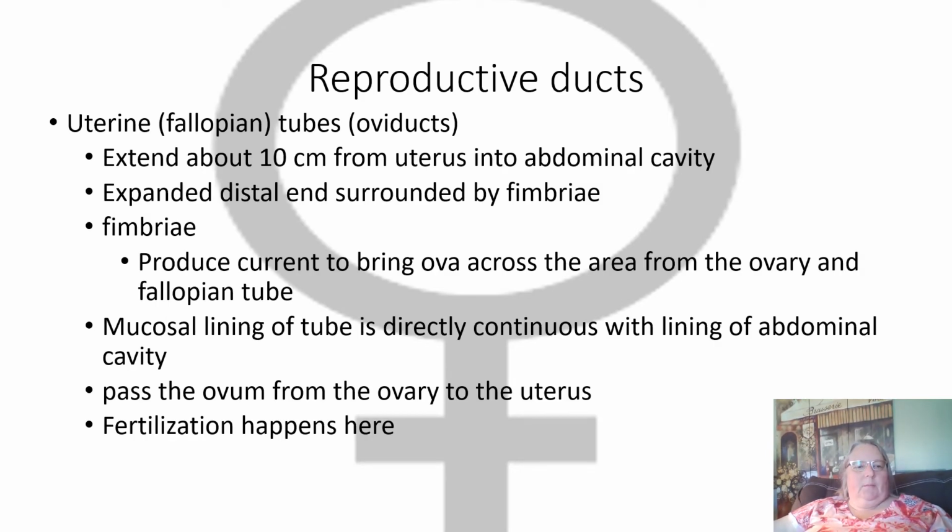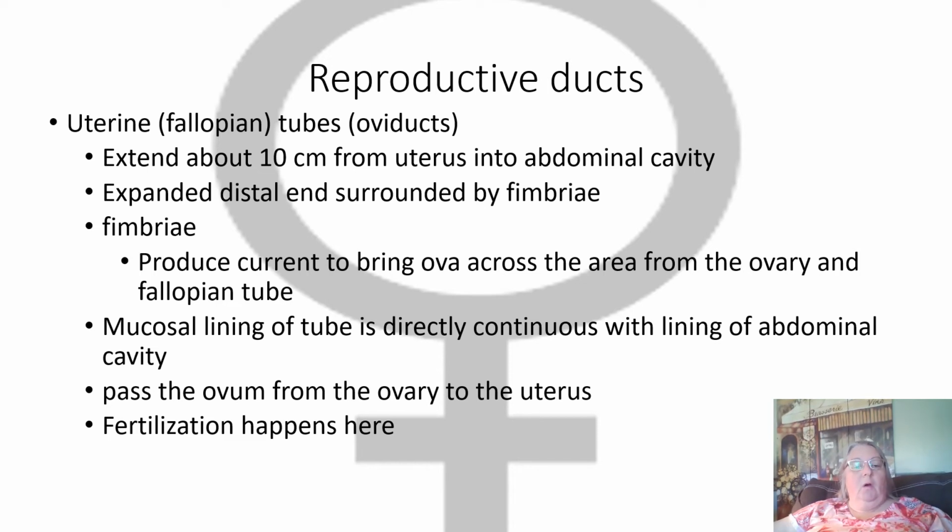Reproductive ducts. We're going to start with the uterine tubes, frequently called fallopian tubes or oviducts. They extend about 10 centimeters from the uterus into the abdominal cavity. They have an expanded distal end that's surrounded by fimbriae. Now take note of these fimbriae. The fimbriae produce a current to bring the ovum from the ovary to the fallopian tubes.